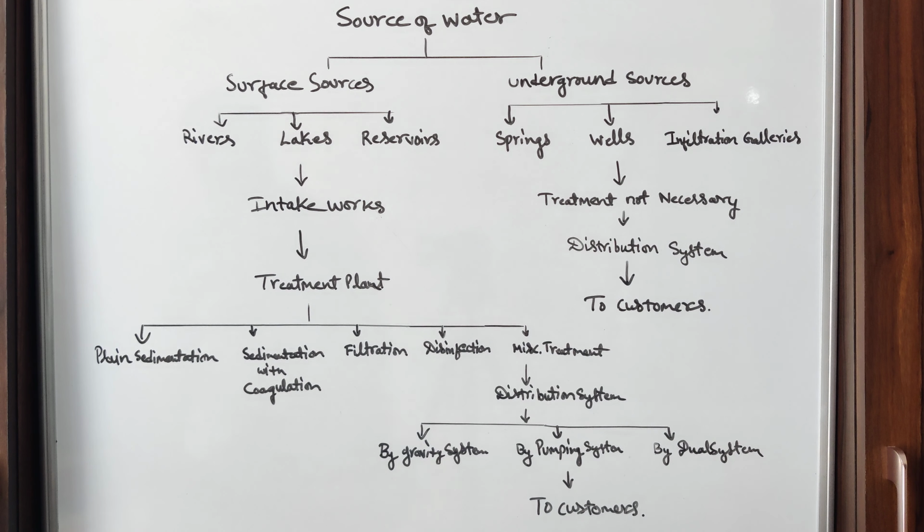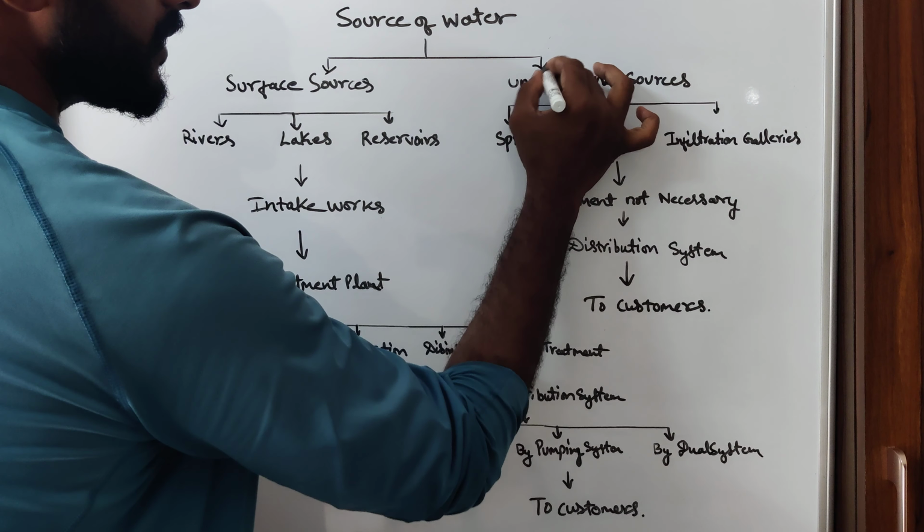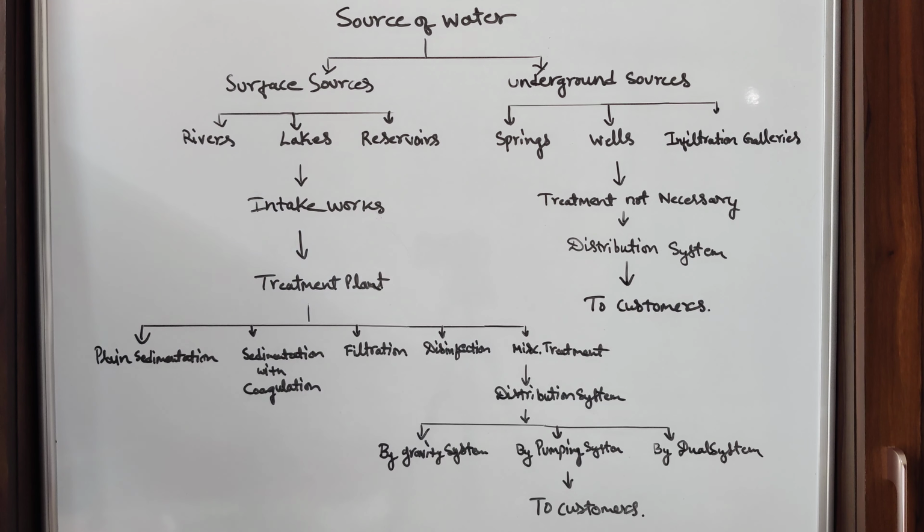In this class, let's discuss the water supply scheme and various concepts in it. So we were looking at the flow chart of a water supply scheme. Usually in a water supply scheme, we divide it into two forms. One is surface source and the other is underground source.